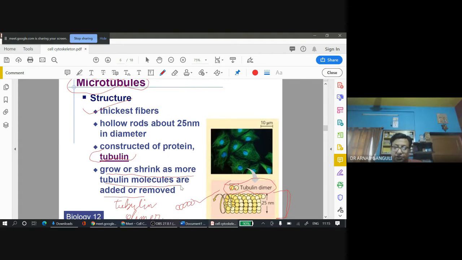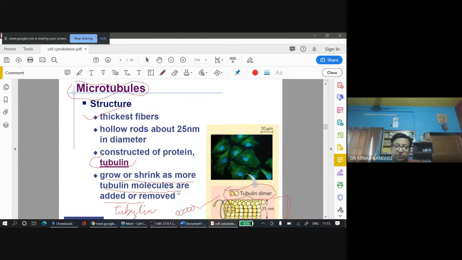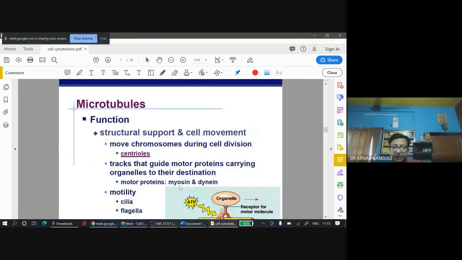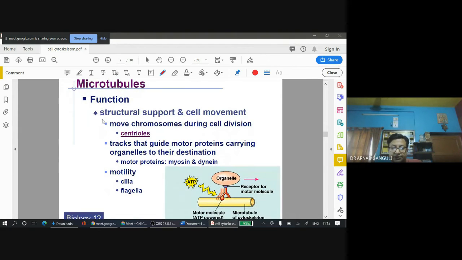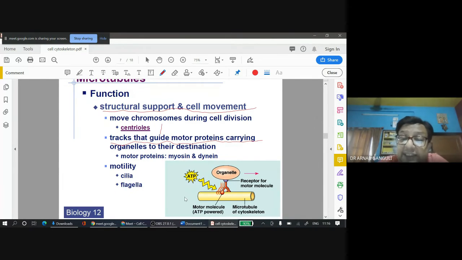But as you know, the microtubules are the most important tubulin structures. So, what is the function? Structural support and cell movement. They move chromosomes during cell division, spindle fibers found present in centrioles. They have another function, that is they track and guide motor proteins carrying organelles to the destination, like kinesin, dynein. So they act as a track.